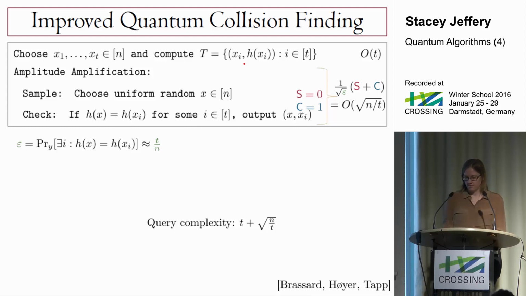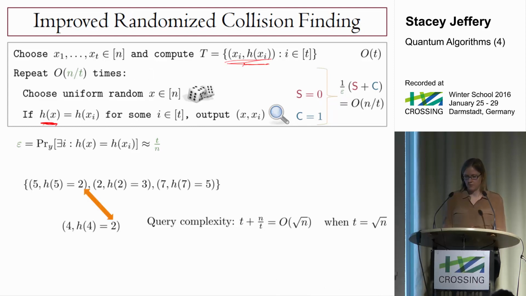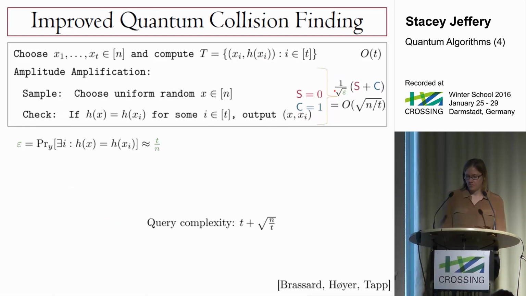And so if we compare this to the classical algorithm, when we analyzed the classical algorithm, we had this 1 over epsilon. But when we analyze the quantum algorithm, we get to put a 1 over square root epsilon here, which is better. So now we have square root of n over t for the second step. So the total complexity has a square root on the quantum part, on the search part.